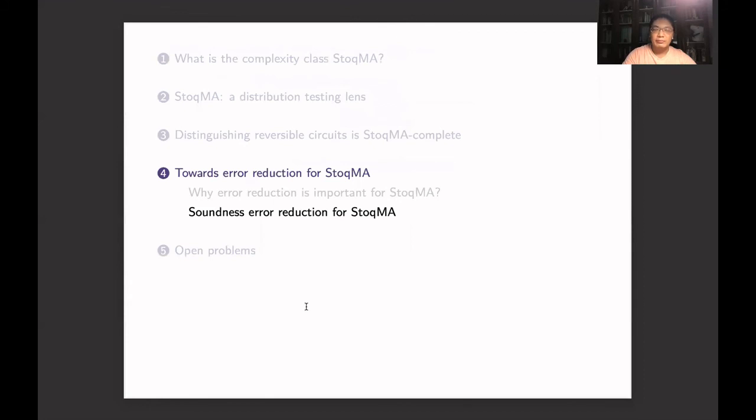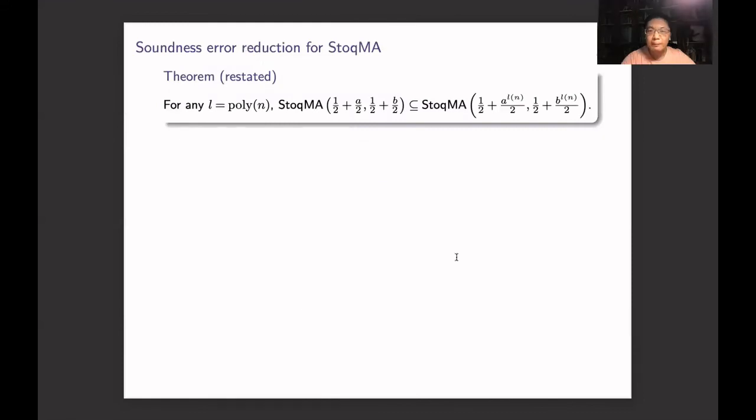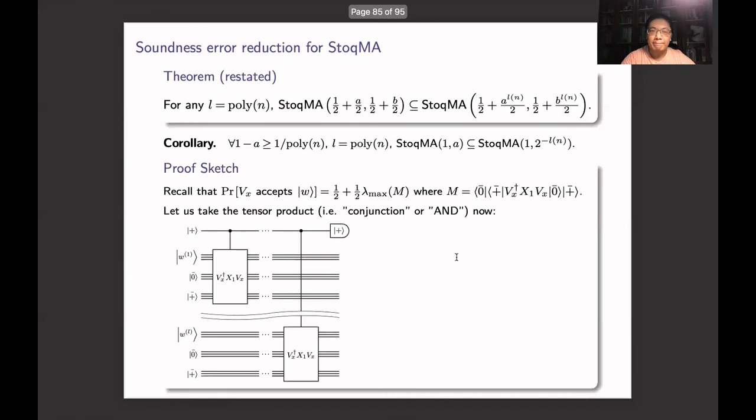Okay, now let's prove the error reduction for StoqMA regarding soundness. Now let's prove the theorem. As a corollary, we know StoqMA 1 has an error reduction. So here's the proof. Now we are using the gadget used in the StoqMA hardness proof of reversible circuit distinguishability. So the acceptance probability of this verifier using this gadget is half plus half times the largest eigenvalue of M, and M is written in this way.